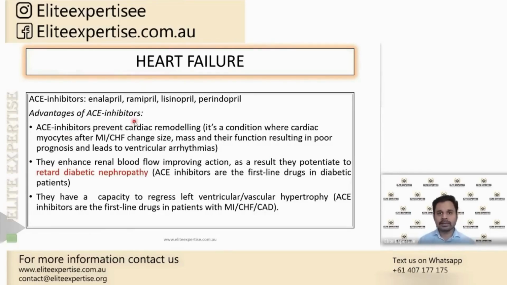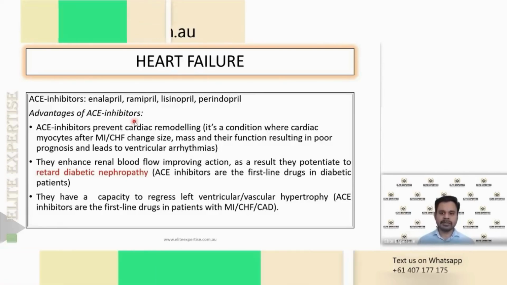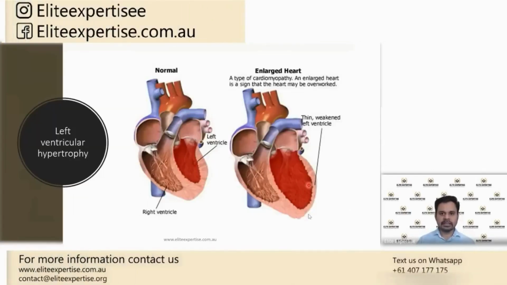Not only ACE inhibitors, but also beta blockers. Beta blockers are one of the most important drugs in heart failure. So beta blockers also prevent such cardiac remodeling. And not only beta blockers, even spironolactone, which is an aldosterone antagonist, shows the same property. That is, it prevents cardiac remodeling, that is, it prevents left ventricular hypertrophy and prevents the development of further cardiac arrhythmias.